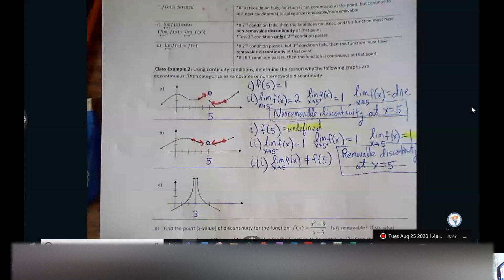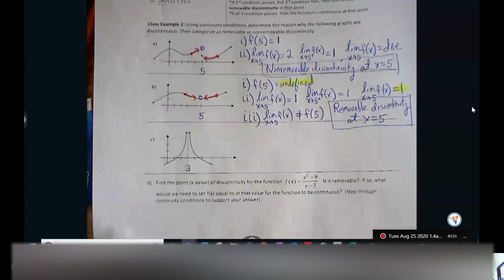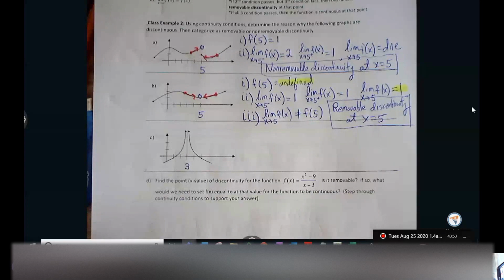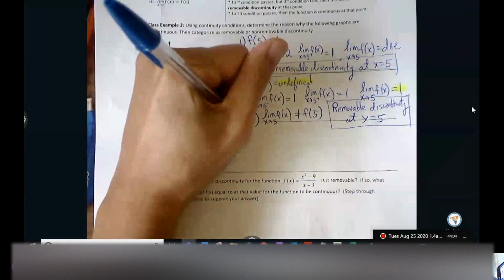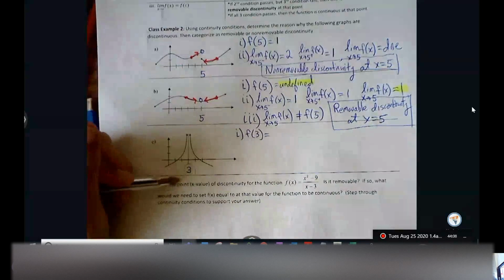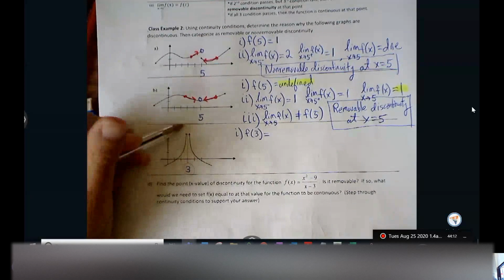Okay, questions so far? All right, third example. Stepping through our conditions again. Our point of interest is now at 3. Nothing on the asymptote, so also undefined, but we keep going.